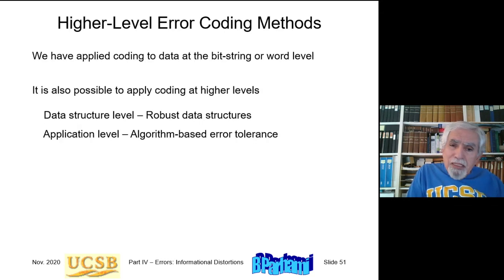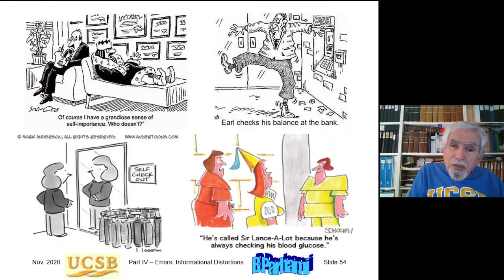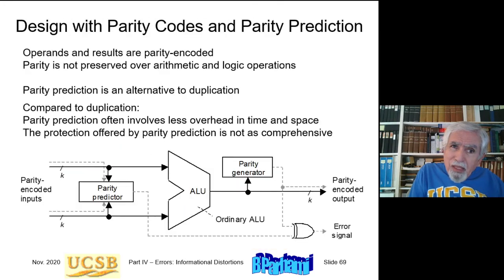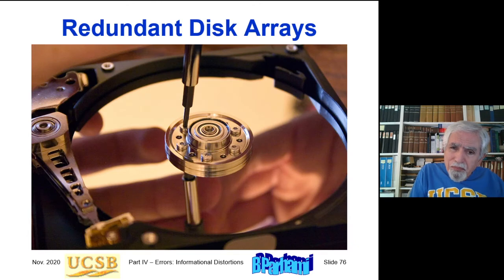Okay, these discussions I'm going to skip because we're going to come back to this, in particular algorithm-based error tolerance later. This is just a preview that I'm going to skip so that I have time to go into chapter 16 and discuss redundant disk arrays, which is a very important application nowadays of error correcting codes.